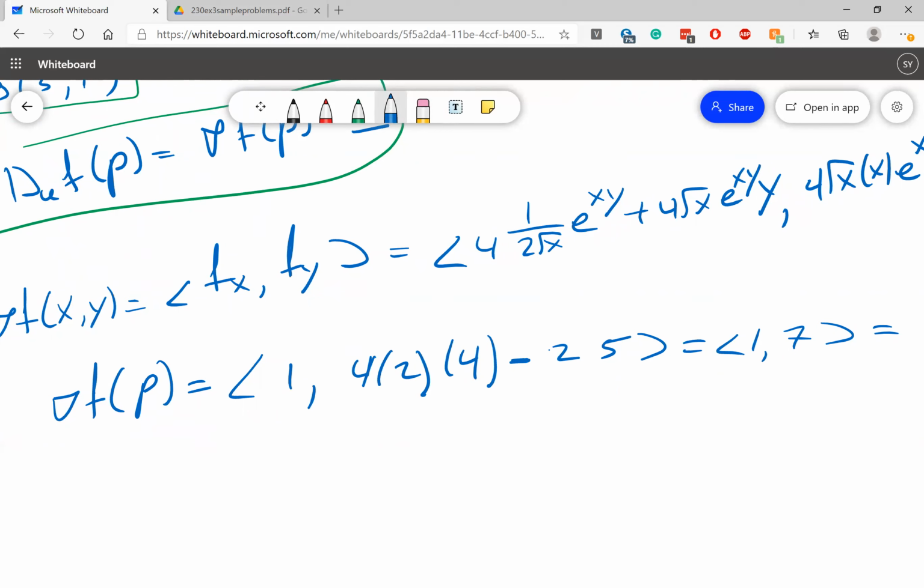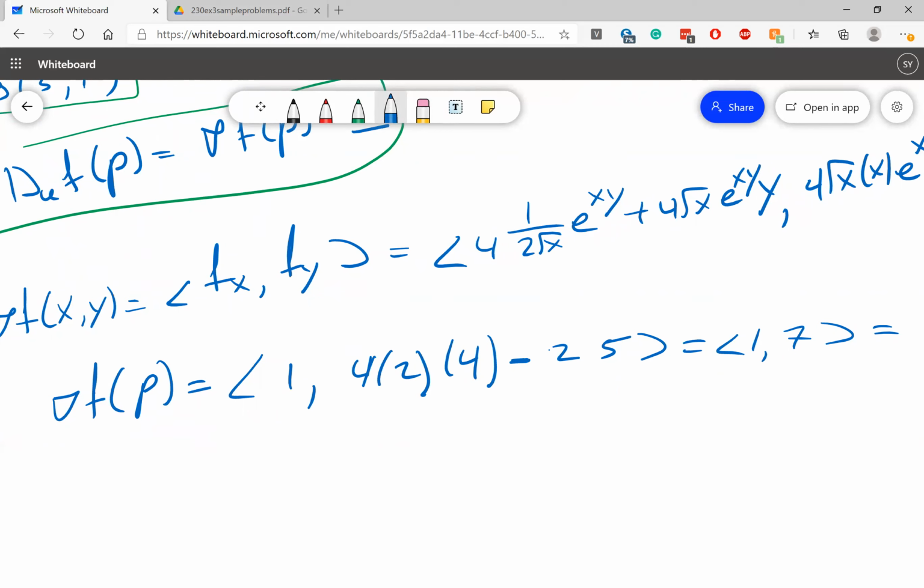Okay. So now we need to find the unit vector from (4, 0) to (5, 1). So first, in order to find the vector, let's start with the vector b, and that's going to be equal to (5 minus 4, 1 minus 0), which is equal to (1, 1). And so the unit vector u is going to be (1 over the square root of 2, 1 over the square root of 2).